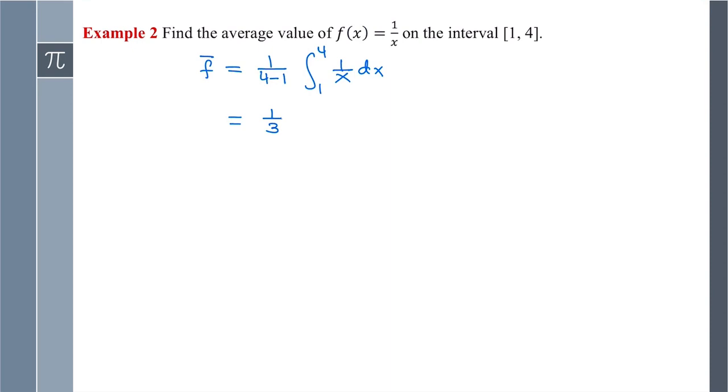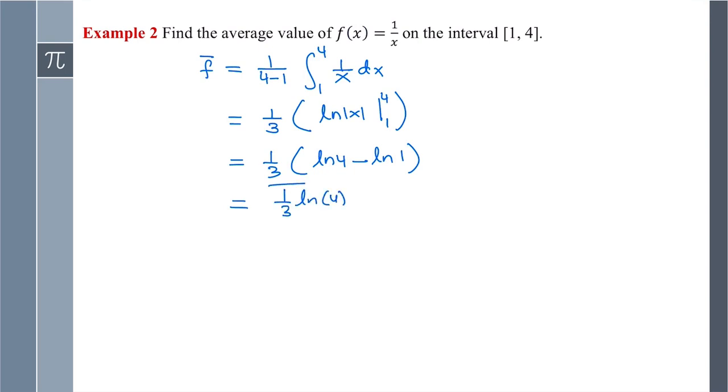Now the integral of 1 over x is natural log of x, and then we go from 1 to 4. So that is 1/3 times natural log of 4 minus natural log of 1. We know that natural log of 1 is 0, so this is 1/3 natural log of 4. That is the average value of that function on the given interval 1 to 4.